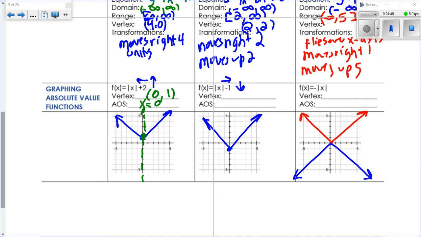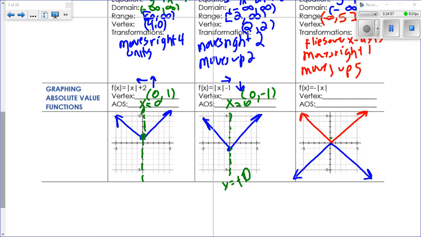Where it splits it in half. The vertex for my next one is 0, -1. Axis of symmetry goes right down the middle. It's x equals -1. No, x equals 0 still.